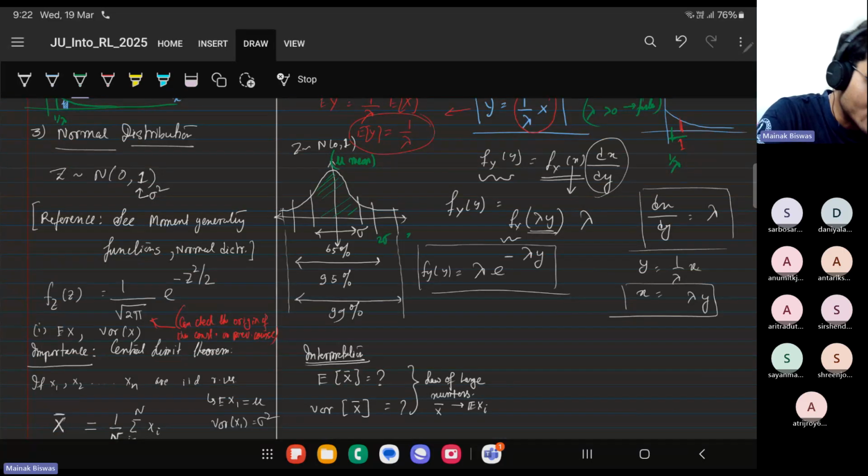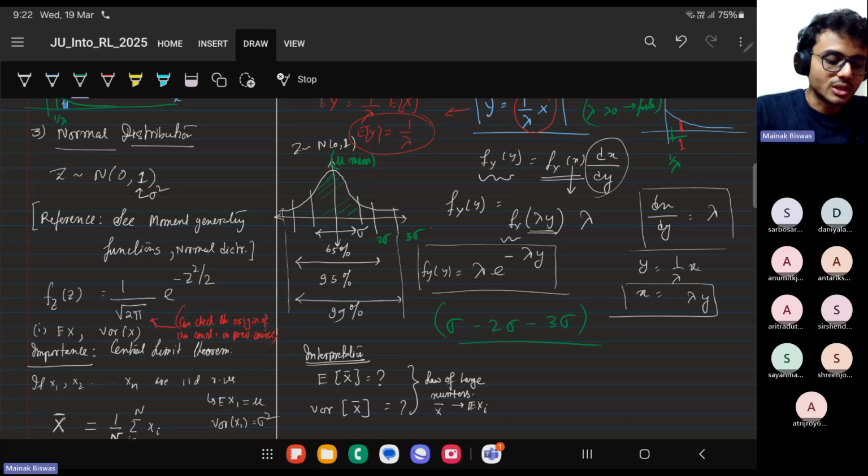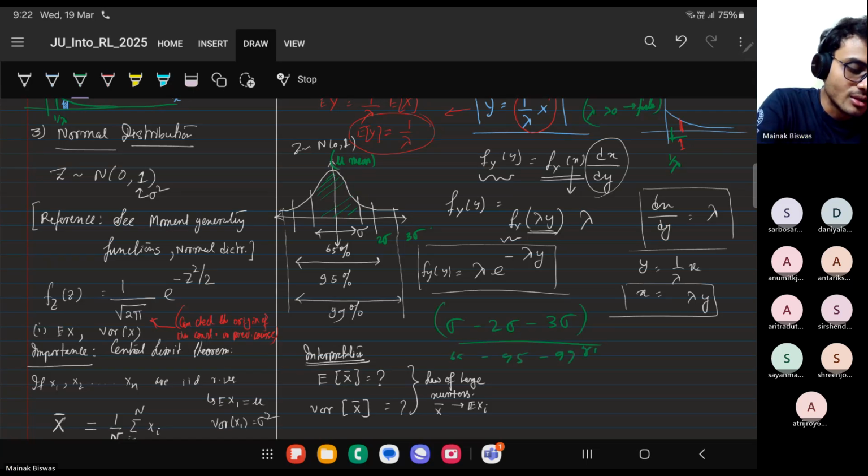And within 3 standard deviations of the mean, 99% of the data is present. So this is the basis of statistical tests as well. It is not there this time, but last time I had done it. So this is also known as the 68, 95, 99 rule.